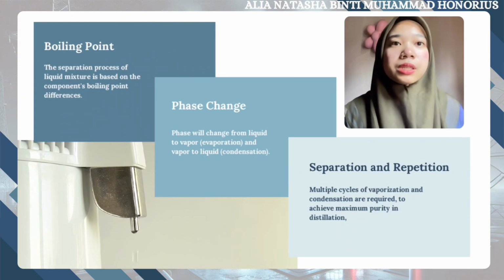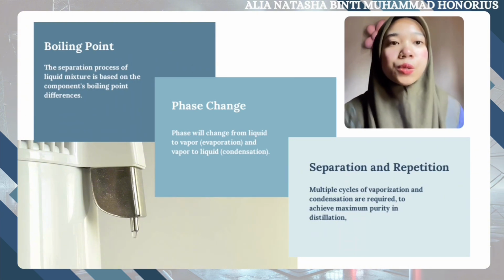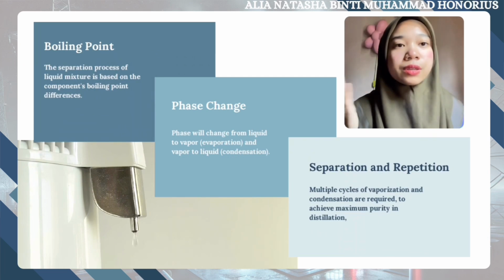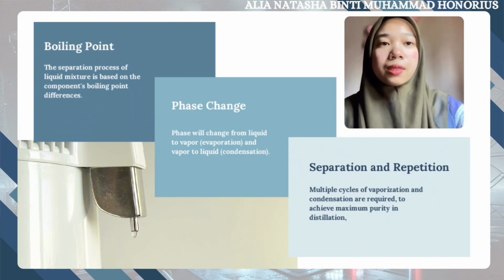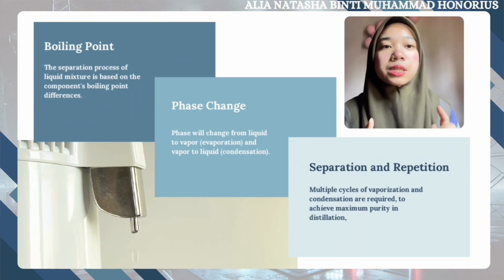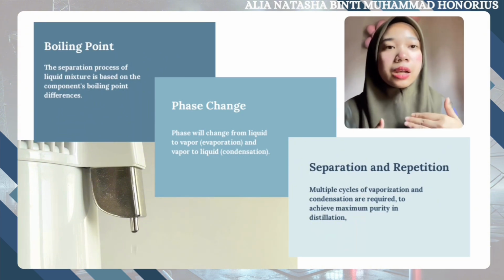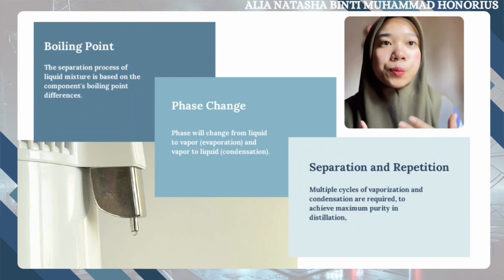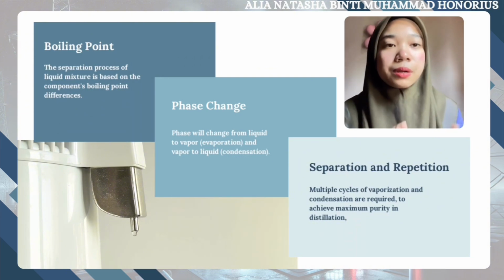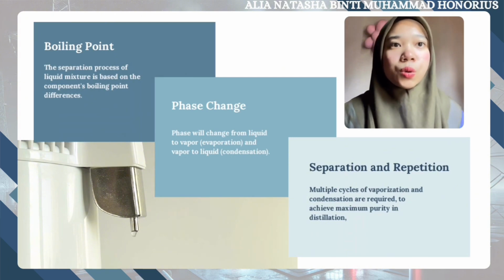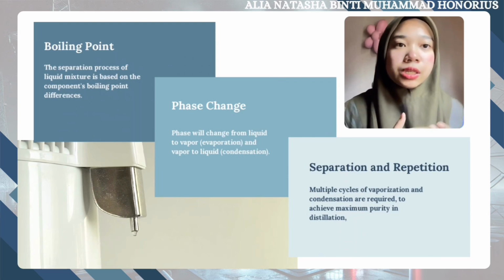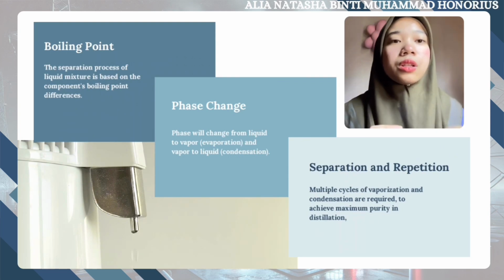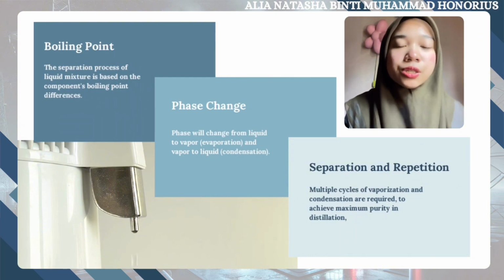The next key principle is phase change. In distillation, we have two main phase changes: the first one is vapor to liquid and the second one is liquid to vapor. And then the last key principle is separation and repetition. To achieve maximum purity in distillation, multiple cycles are needed. So, in order to separate the mixture and increase the amount of the desired chemical component, each cycle needs to go through the theoretical cycle. This method is suitable when we use a fractional distillation column.